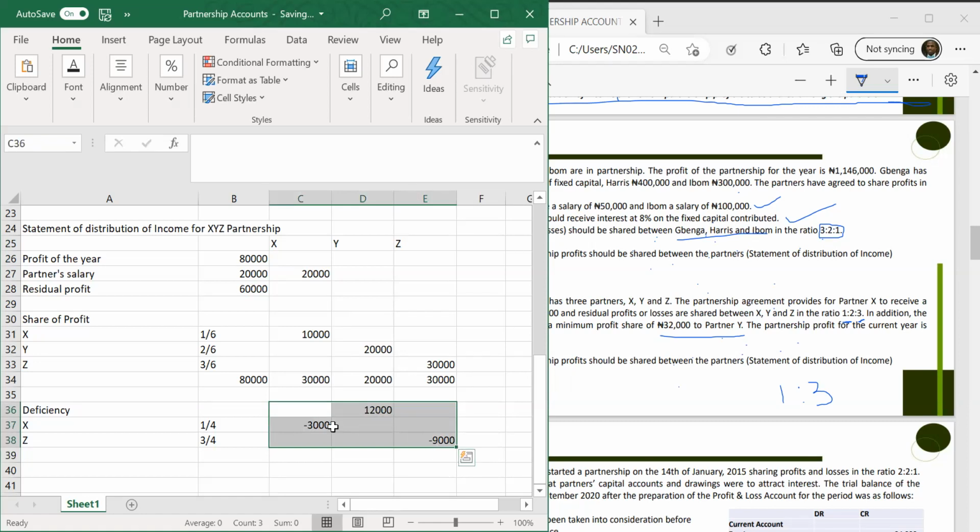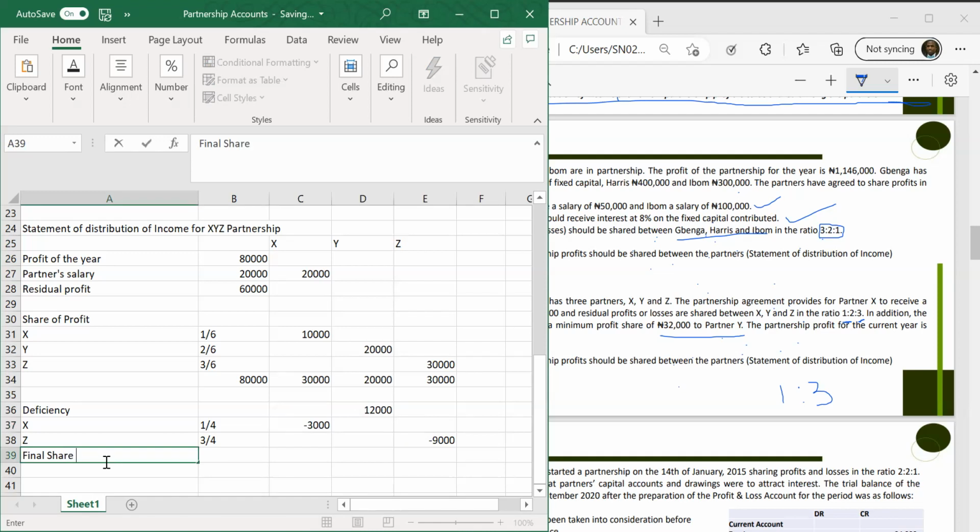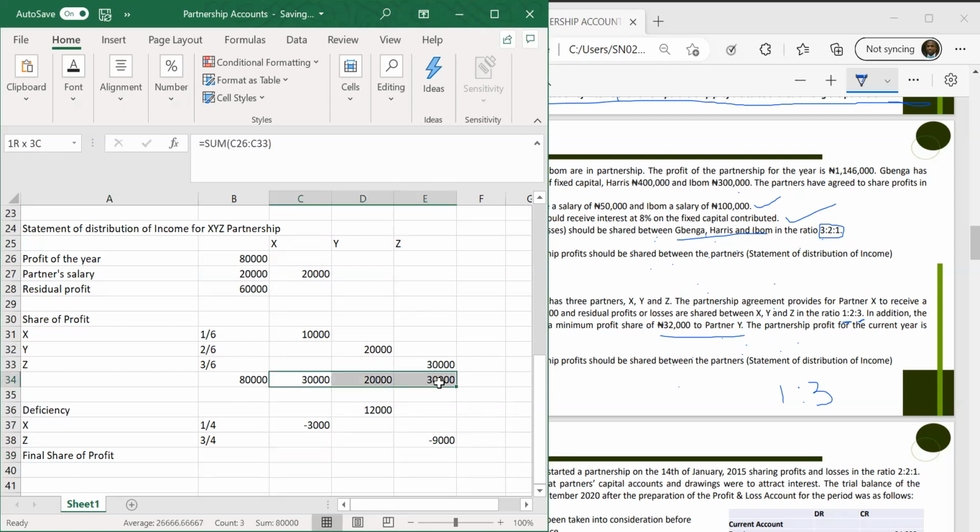It gives us 0. It's just that we are removing 3,000 from this guy. We're adding 12,000 to this guy to make sure he gets his minimum amount of 32,000. And we're removing 9,000 from this guy. So our final share of profit, let's sum it together. We have summed it up to this place before. So what we are doing is we are just summing from here down.